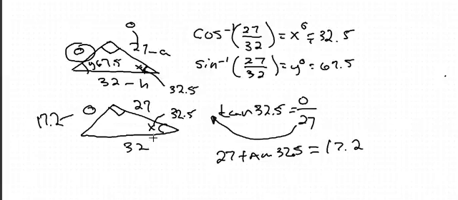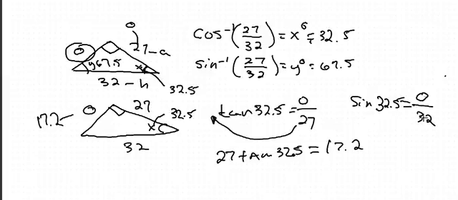Just for giggles, let's use the other two sides and make sure we get the same number. Okay, so I'm going to still use this angle. I have the opposite side and the hypotenuse. So what trig function should I use? Sine. Okay, so I'm going to say the sine of 32.5 equals what over what? O over 32.